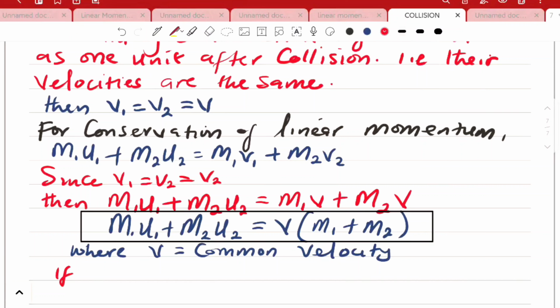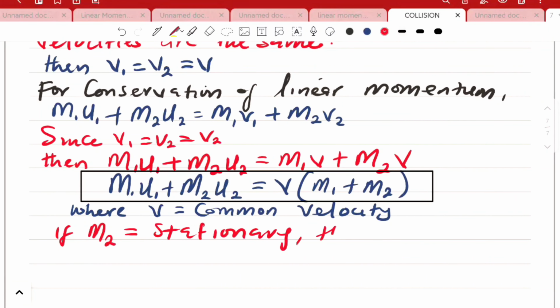Okay? Now, if M2 is static, you've seen it above when I made reference to that. If it is stationary, that means no initial velocity, then M2 will have U to be 0. I hope this is clear. U becomes 0 for M2. So U2 is equal to 0.